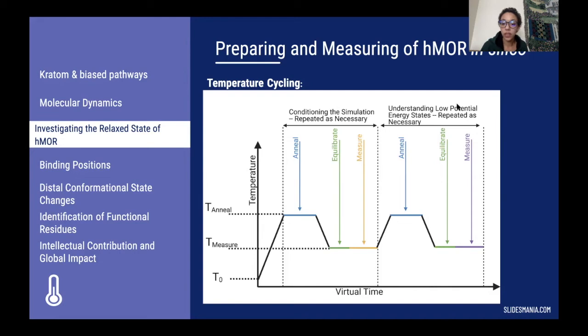Whereas on the second stage here, we would be understanding those low potential energy states and repeating those temperature cycles as much as necessary. Here we're more thinking about the actual positional changes of the receptor, where here we're thinking about the potential energy differences of the different conformations.